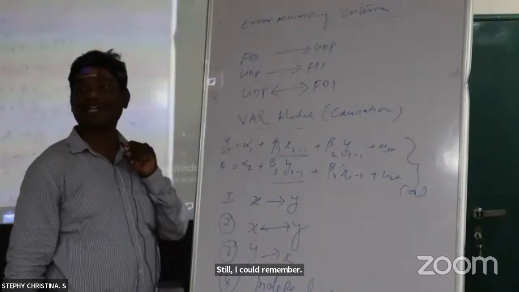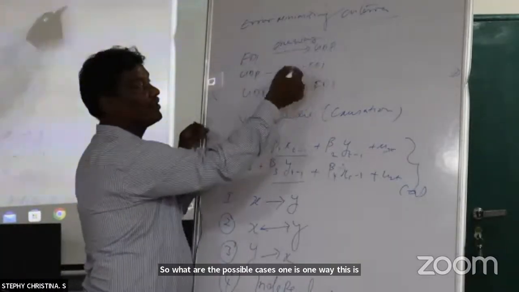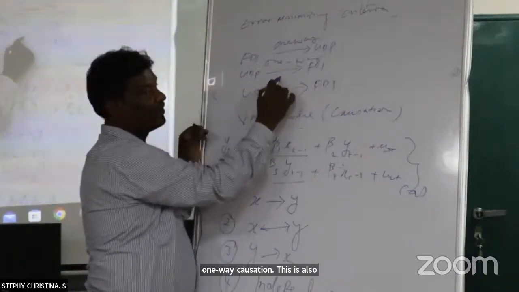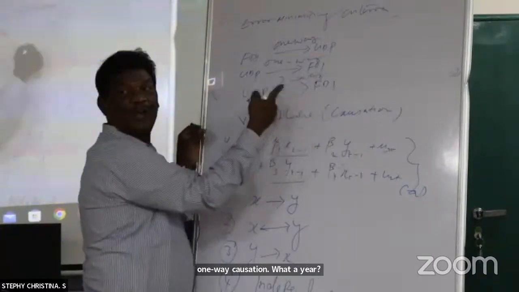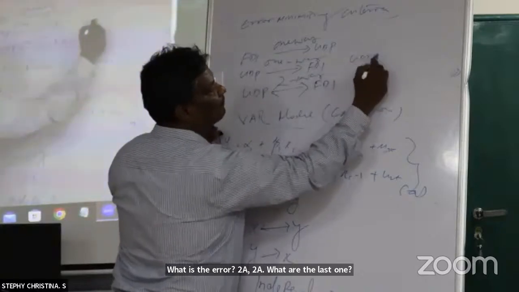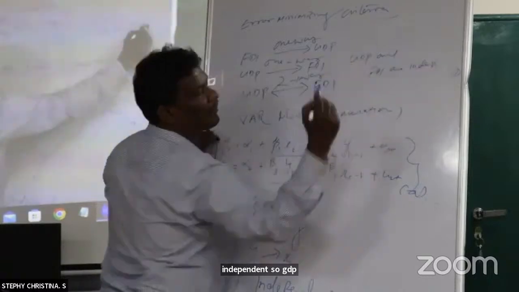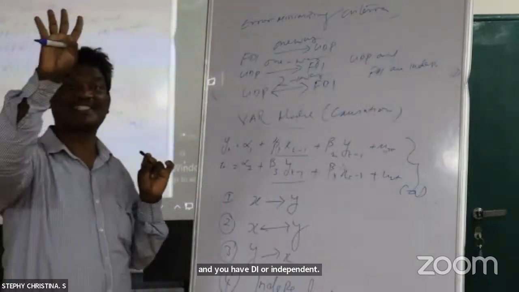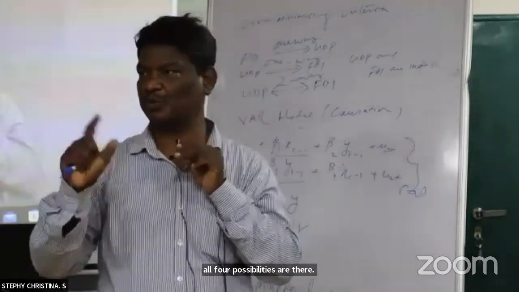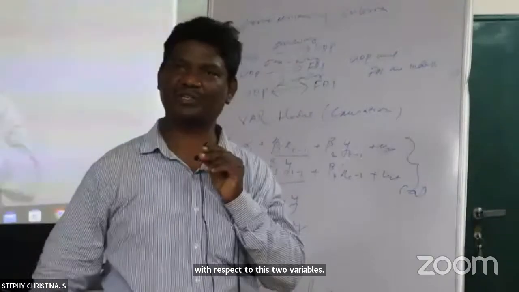So, what are the possible cases? One is one way causation. This is also one way causation. What is here? Two way. What is the last one? Independent. So, GDP and FDI are independent. All four possibilities are there with respect to these two variables. You can take the variables of your own research.